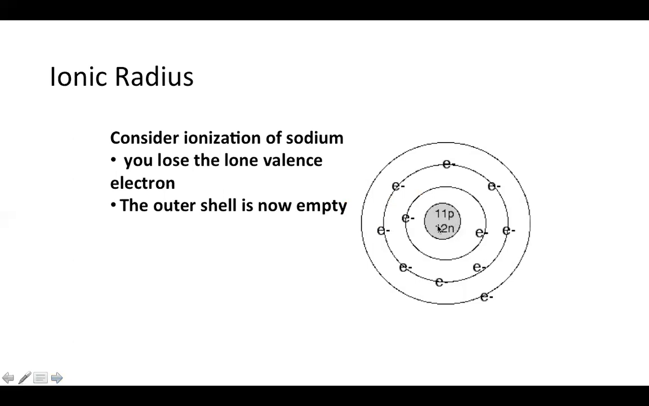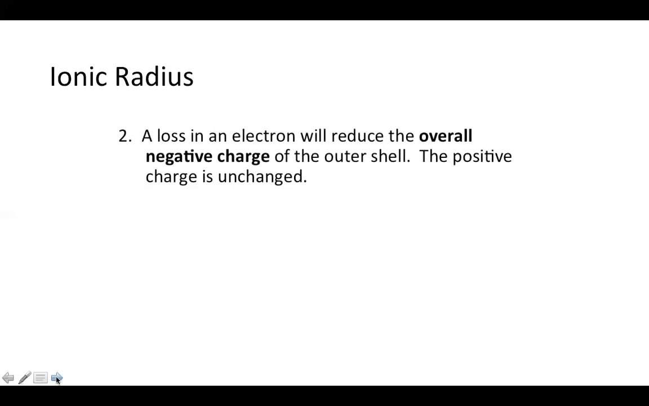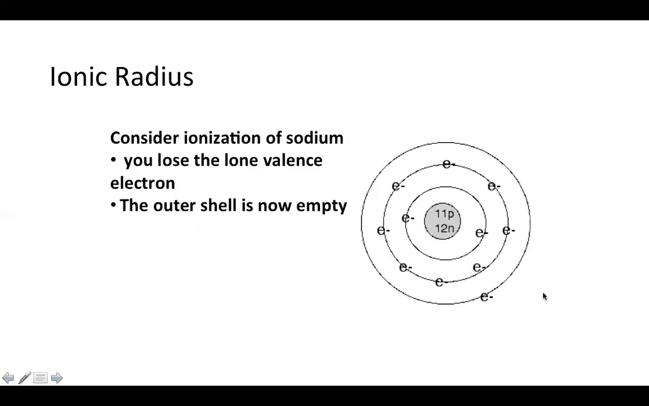Sodium, again, has 3 principal energy levels, and we have 2 electrons in the first, 8 in the second, and 1 in the third. So if we look at sodium becoming an ion, when sodium forms an ion, it loses that valence electron. When we lose this valence electron, now this entire third energy level is empty. So that would cause Na+ to be smaller than Na.